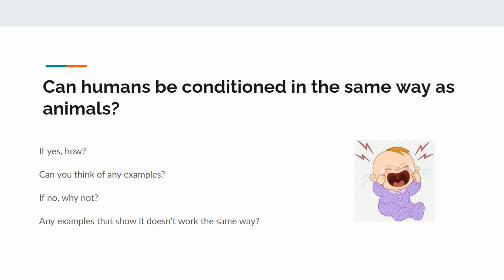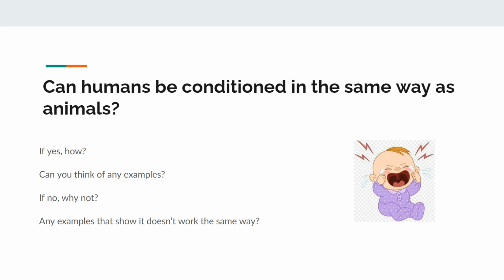Okay, so we've talked about animals so far, but we're really interested in humans. So can humans be conditioned in the same way as animals? So again, I'd like you just to have a pause and really have a think about this yourself. If you think, yes, humans can be conditioned in the same way as animals, just have a think about how, and can you think of any examples of that?